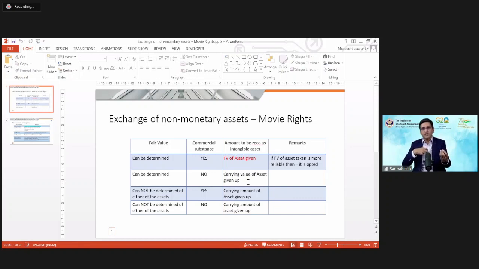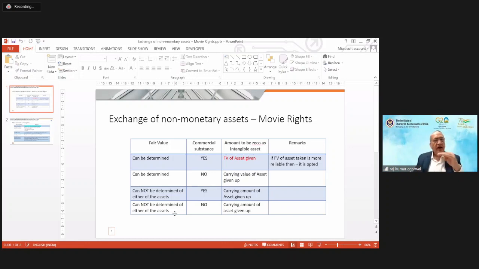Unless the fair value of the broadcasting right which I have acquired is more clearly evident, which would not usually be the case, but in case the transaction has so, then I would prefer using this fair value. In all these cases, if the fair value is not evident at all, I will simply recognize the new asset at the same carrying amount of the old asset. In this case, there will be no profit or loss. In the earlier cases, there would be a profit or loss which would get debited or credited to the profit or loss account. Broadly. Okay.